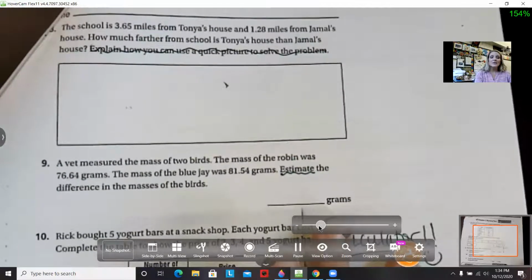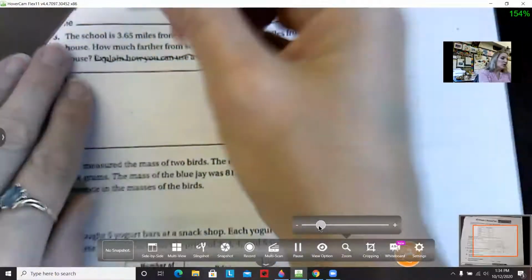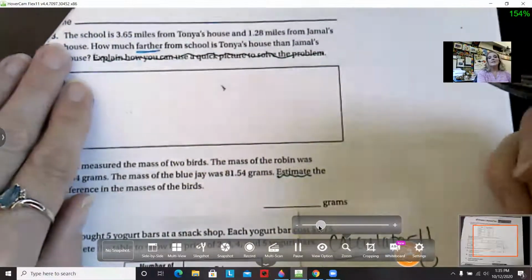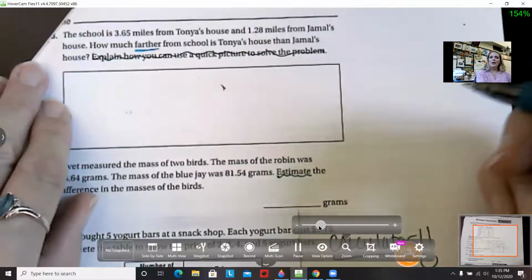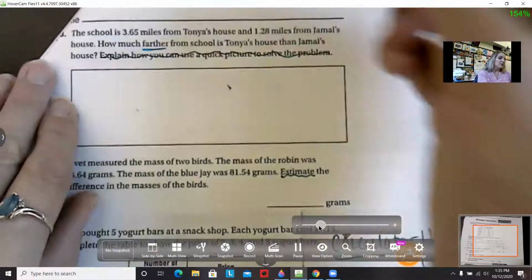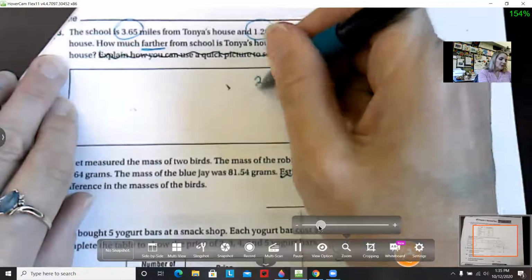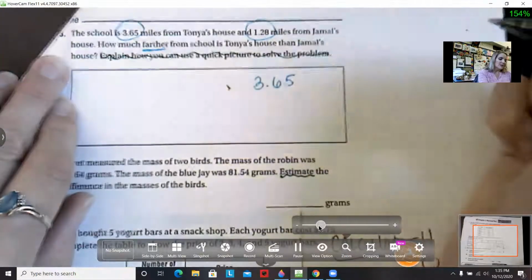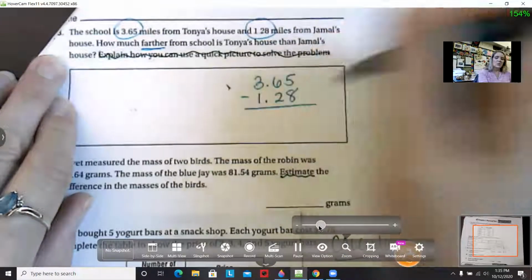Okay, let's see for number 8. The school is 3 65 hundredths miles from Tanya's house and 1 28 hundredths miles from Jamal's house. How much farther from school is Tanya's house than Jamal's? What does that mean? How much farther? How much more? That's always a subtraction problem. Okay, whenever we do subtraction, the largest number goes on top, 3 or 1. Of course, 3. 3 65 hundredths minus 1 28 hundredths.